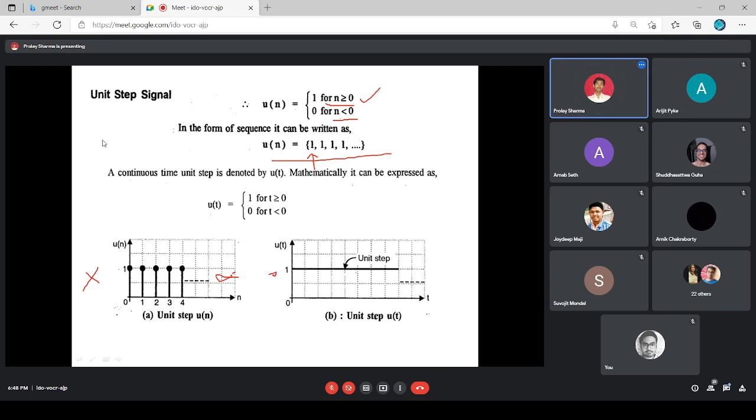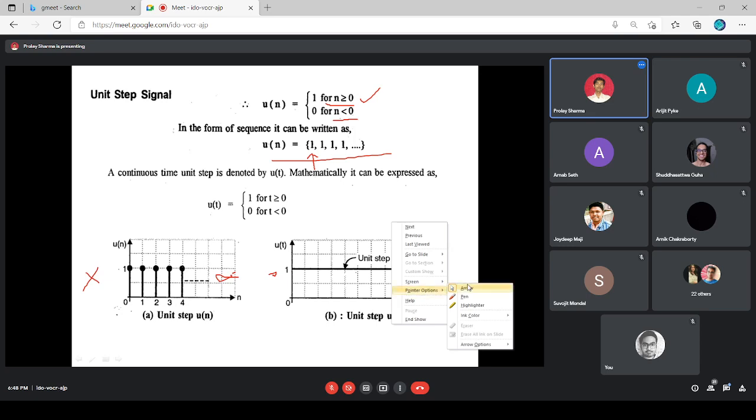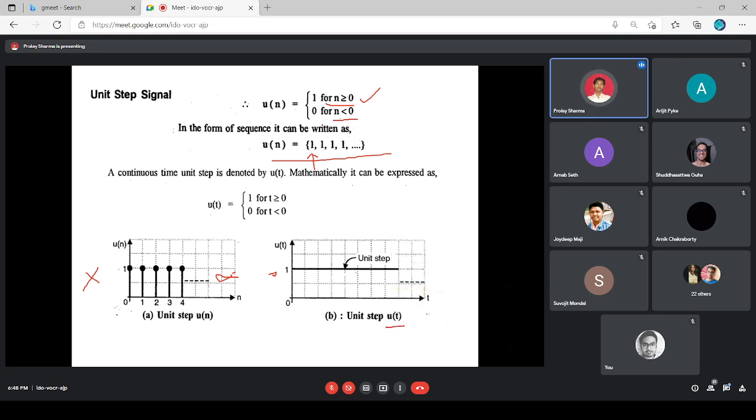Now the unit step signal. What is the unit step signal? If it is an analog signal, it is written as u(t). The signal is defined for t greater than or equal to 0. For t greater than or equal to 0, the amplitude is 1. But for t less than 0, there is no amplitude of the signal, so the amplitude is 0.